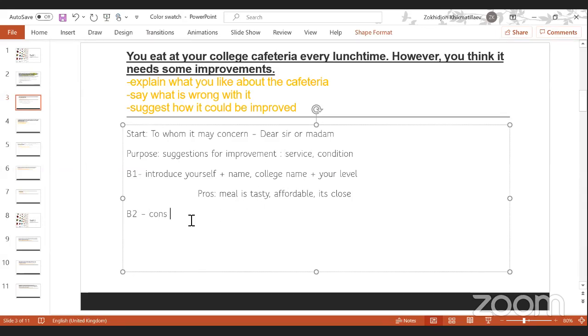Now, cons, condition. Condition of what? The cafeteria itself or the furniture, the equipment? The equipment itself. Okay, you can talk about the service, maybe. Service, maybe it's slow. The employees, they like employees. If there are only 2 people working in the cafeteria where students are around 1,000, there of course will be queues, right? It will be very slow.